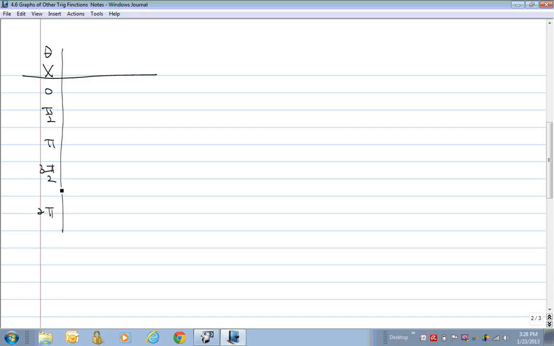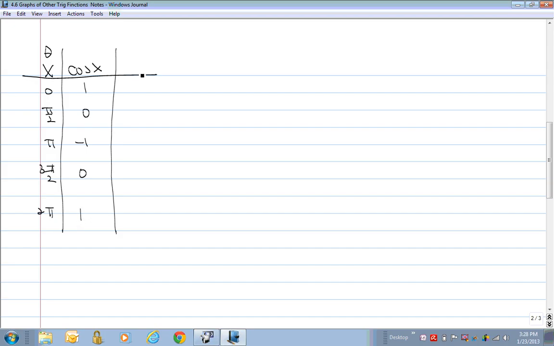And now let's talk about secant in relationship to cosine. We know about cosine x already. We've already done that several times. At 0, cosine is 1. At pi over 2, cosine is 0. At pi, cosine is -1. At 3 pi over 2, 0. At 2 pi, back to 1.